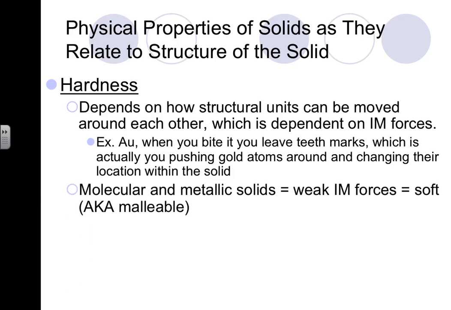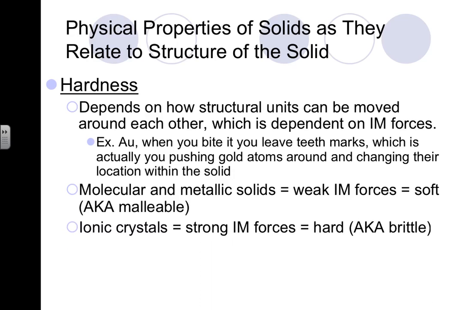Molecular and metallic solids generally have relatively weak intermolecular forces that hold them together, and they end up being considered soft materials, or, again, the words malleable, ductile, things like that. A good example of a molecular solid would be a wax. You know that it doesn't take much to melt a wax, and that's in part because you can break those intermolecular forces easily. You can sink a fingernail into solid wax and leave an impression. And that's, again, soft, weak intermolecular forces.